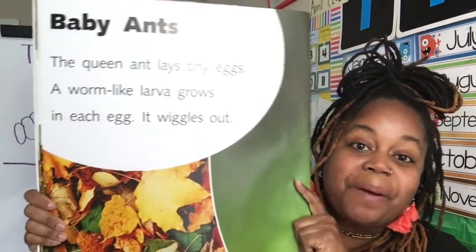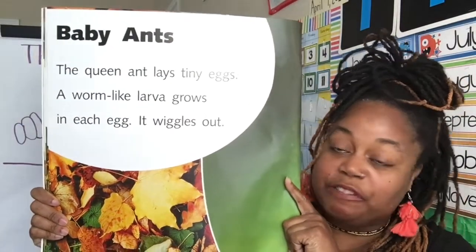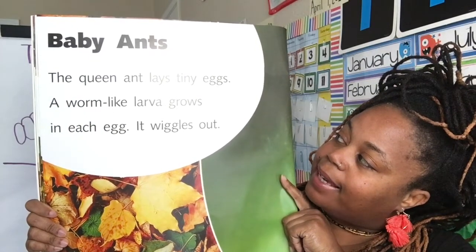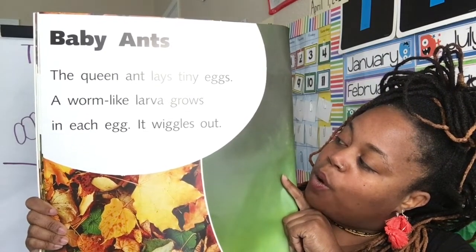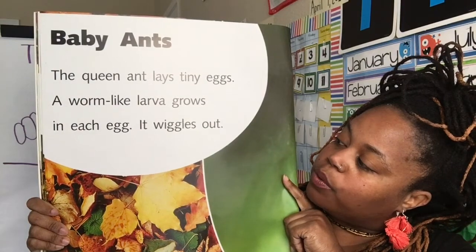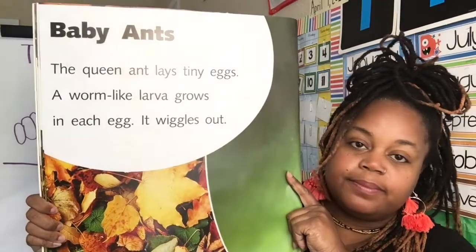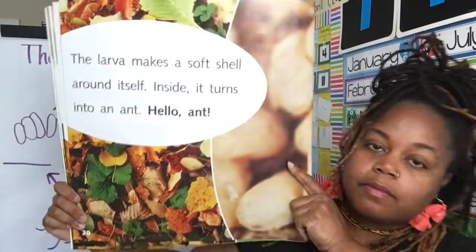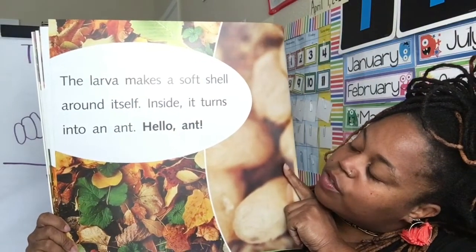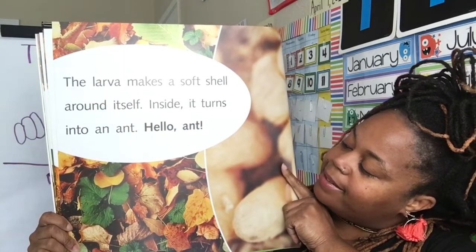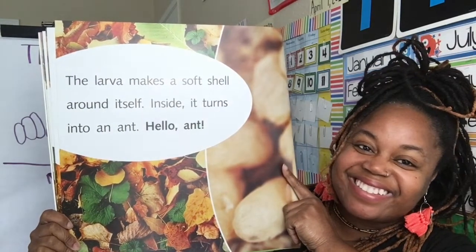Now we're going to learn about baby ants. That's the title of this page, baby ants. The queen ant lays tiny eggs. A worm-like larva grows in each egg and it wiggles out. The larva makes a soft shell around itself. Inside, it turns into an ant. Hello, ant.